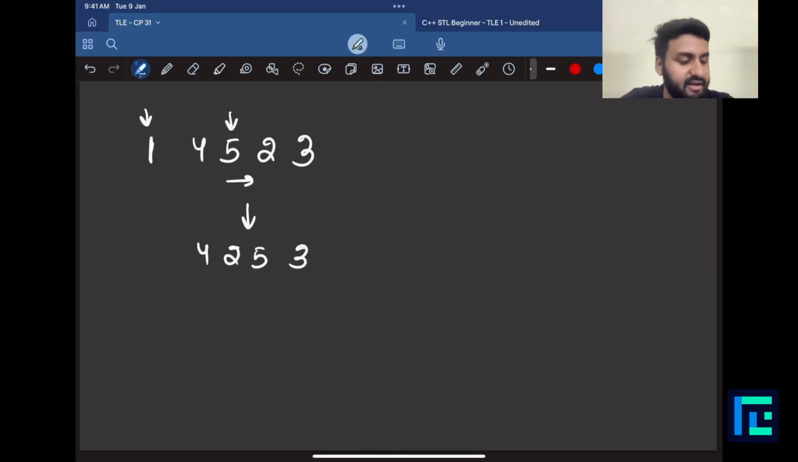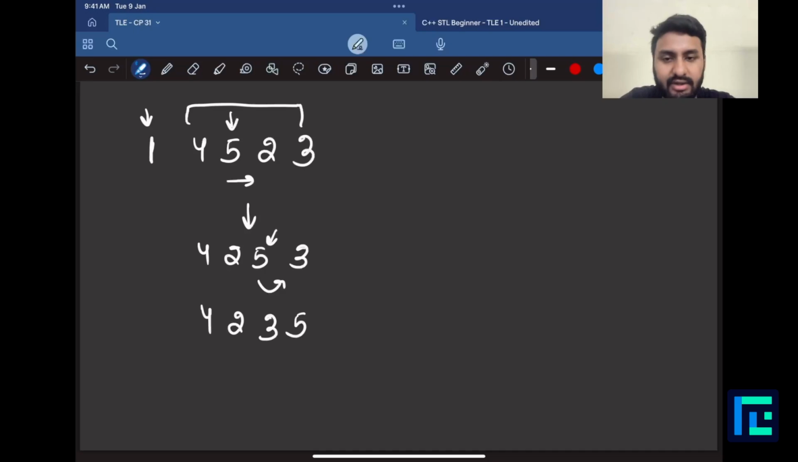Now I'll go back to 5 and say, okay, 5, you're still the largest element. You want to move to this location, and being the largest, you are greater than your left and right. Great, let's move 5 over here and swap, so 3 and 5 get swapped. You get 4, 2, 3 and 5. Now you can see that in this range of 4 elements, 5 was not at its right location, but after 2 operations, 5 has been placed back at its right location.